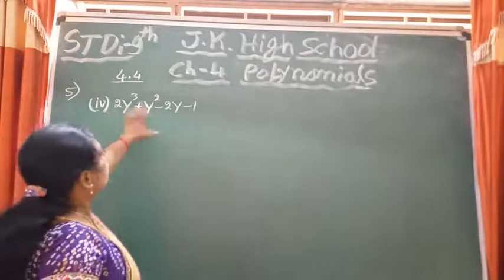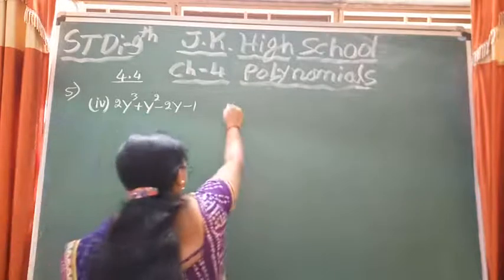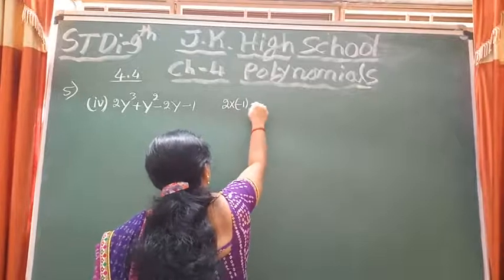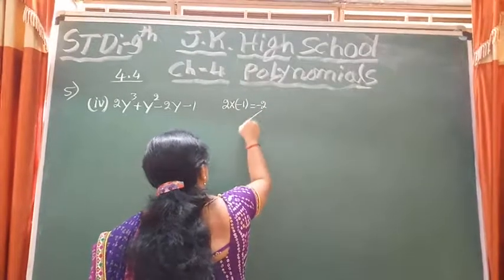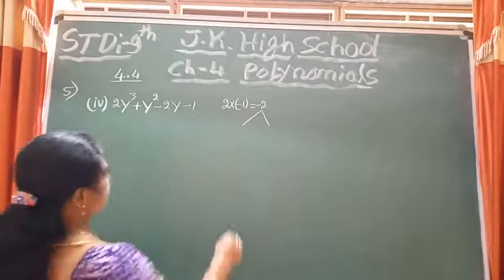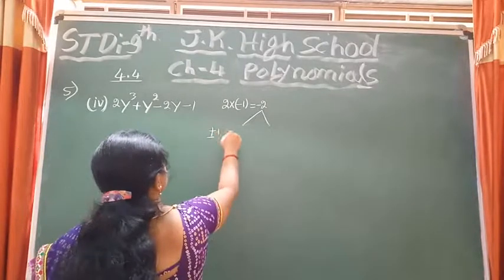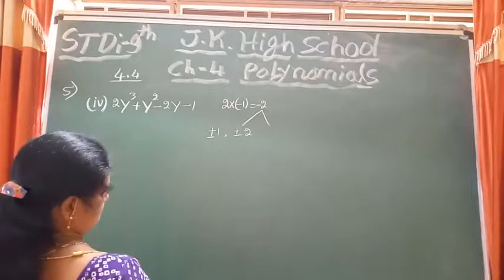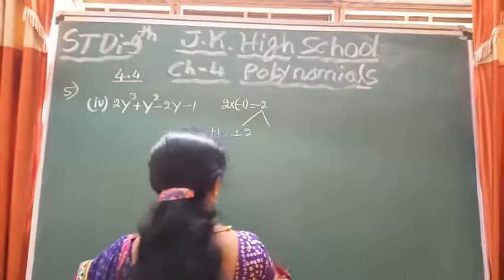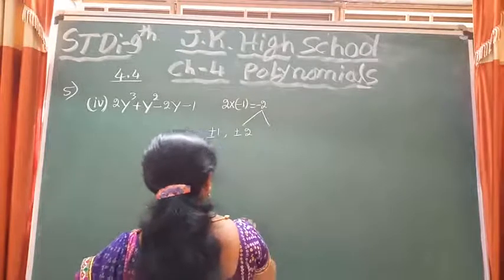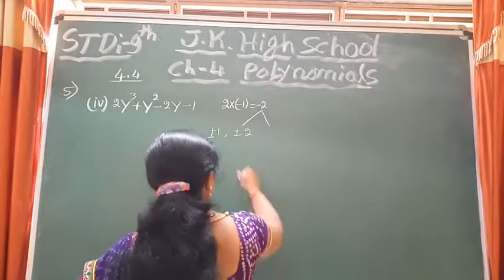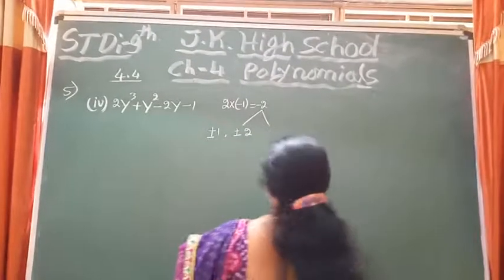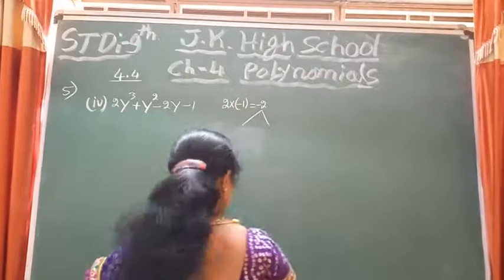I'll multiply 2 into minus 1. 2 into minus 1 is equal to minus 2. What are the factors of this minus 2 then? Plus or minus 1, plus or minus 2. These are the factors of this expression. Okay, you can write it here also, no problem. Here, okay, the same factors.